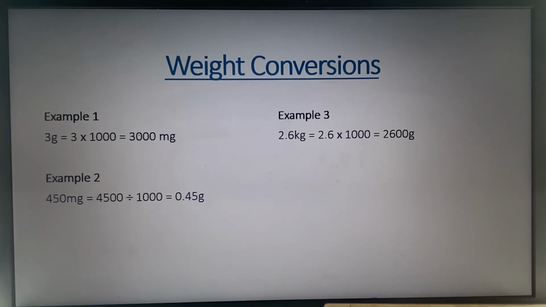For kilograms into grams, again, it's 1,000 grams in every kilogram. So times by 1,000 to get 2,600 grams. And divide to go back the other way. So 75 grams divided by 1,000 to express in kilograms is 0.075 kilograms. So it's just important to understand where these different units of measurement are coming from.